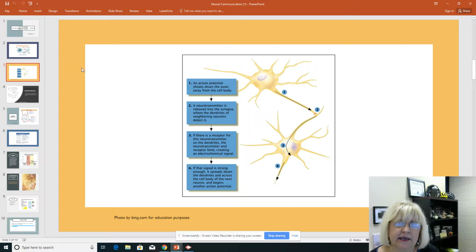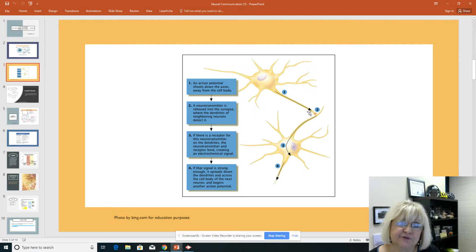Okay, now let's look at a slide that has a couple of different neurons, and the action potential shoots down the axon away from the cell. That happens here from 1 to 2. And at 2, a neurotransmitter is released into the synapse where the dendrites of the neighboring neurons detect it. So that's how they connect together.